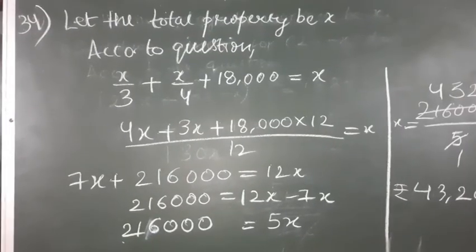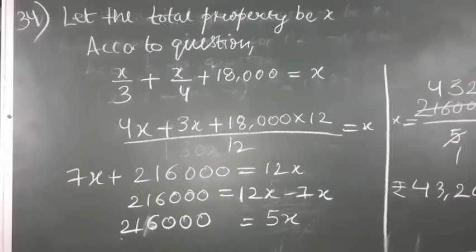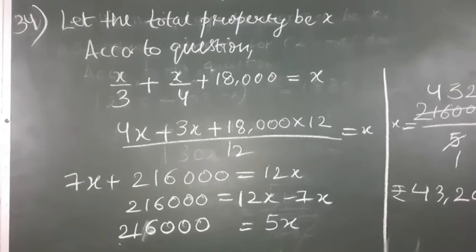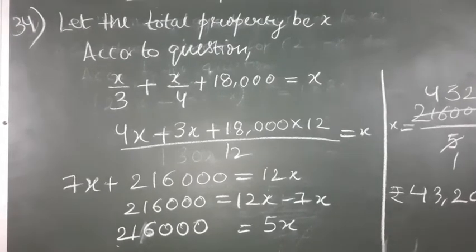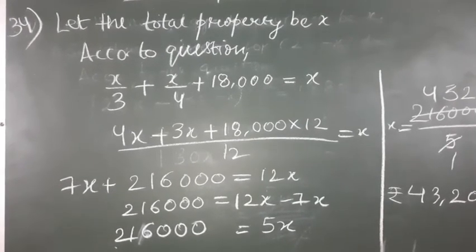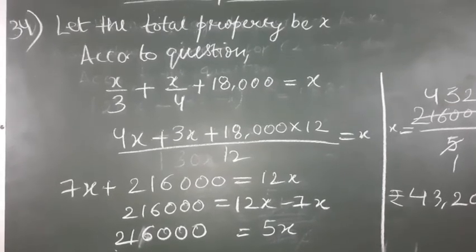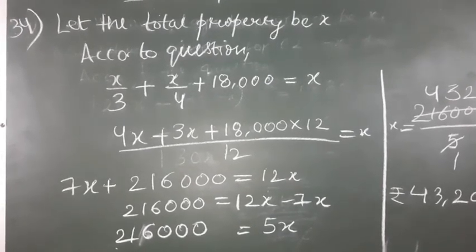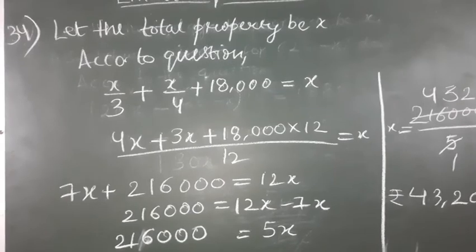So students, you can see the solution of the question. Let the total property amount be x. According to the question, x upon 3 was given to son, x upon 4 was given to daughter, and 18,000 was given to his wife. So x upon 3 plus x upon 4 plus 18,000 is equal to x.